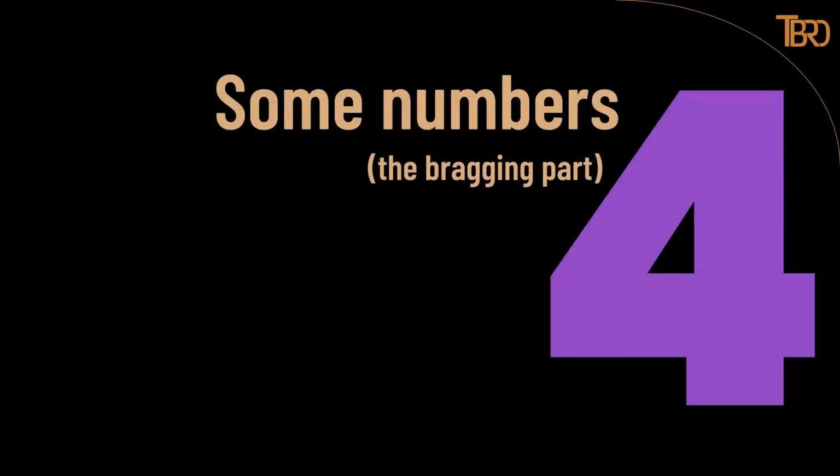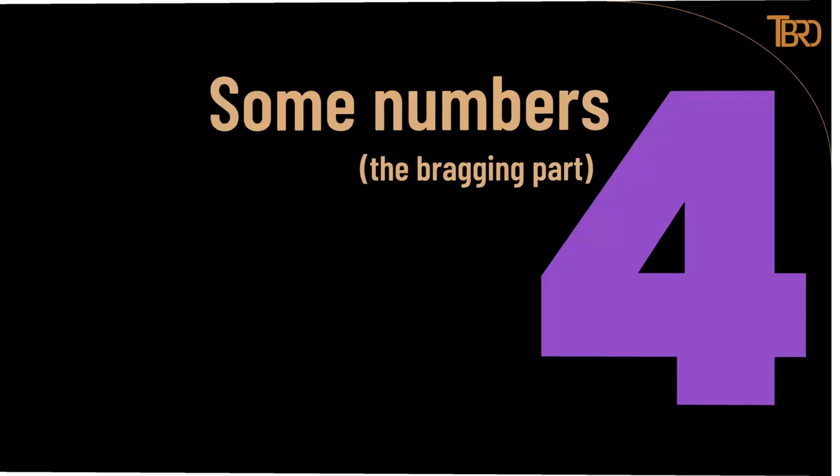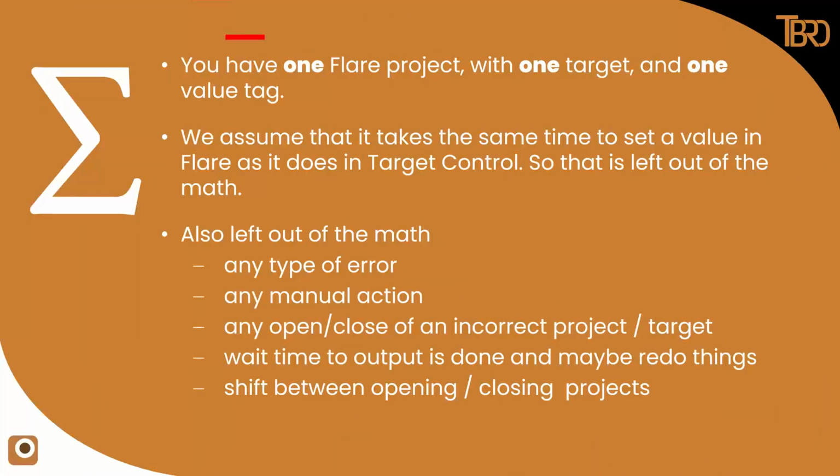This is the bragging part. These numbers are real. They are recorded a while back, but still. So what we have here is one Flare project, with one target and one value. I assume now for the math I'm doing is that it takes the same time to change a value from include to exclude or write a language name for anything. It takes the same time in the target file as it does inside of Excel.